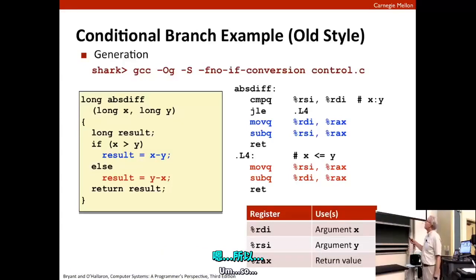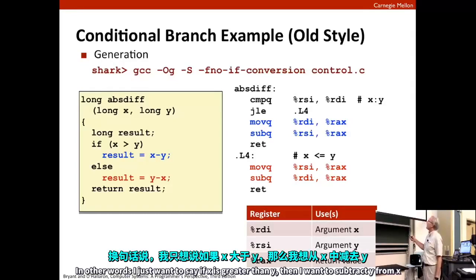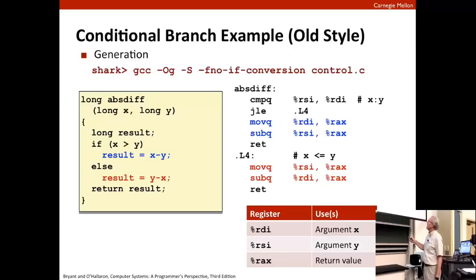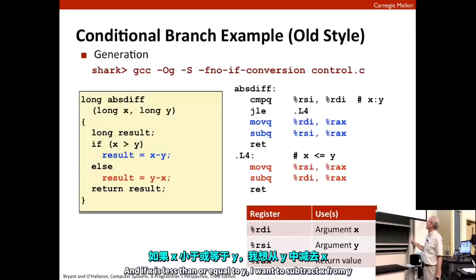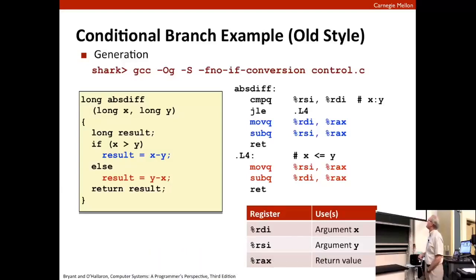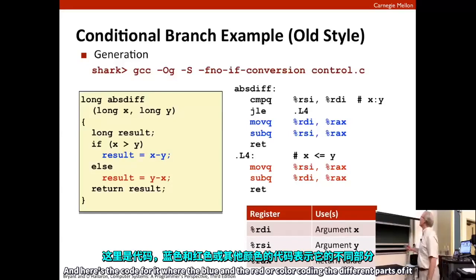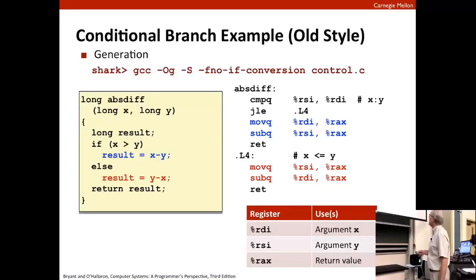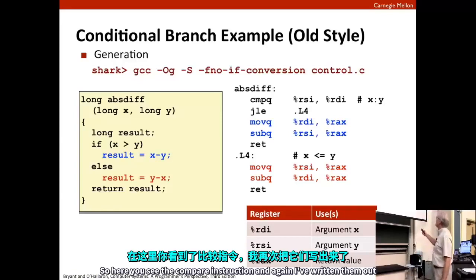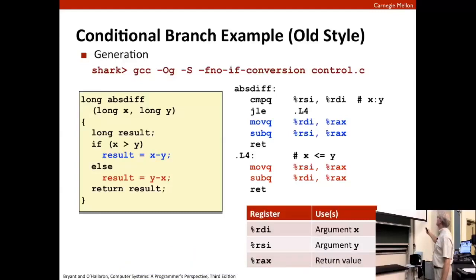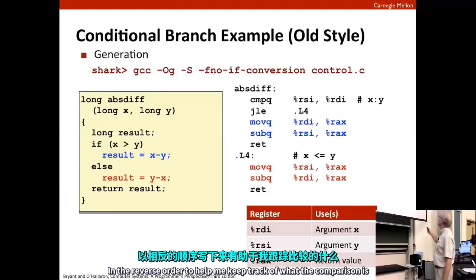So in other words, I just want to say if x is greater than y, then I want to subtract y from x. And if x is less than or equal to y, I want to subtract x from y. And here's the code for it, where the blue and the red are color coding the different parts of it. So here you see the compare instruction. And again, I've written them out in the reverse order to help me keep track of what the comparison is.